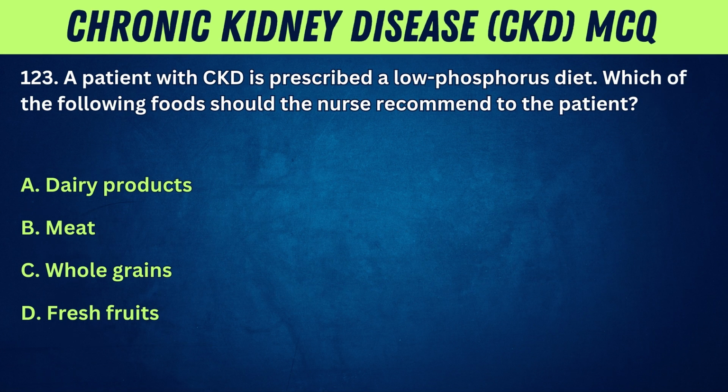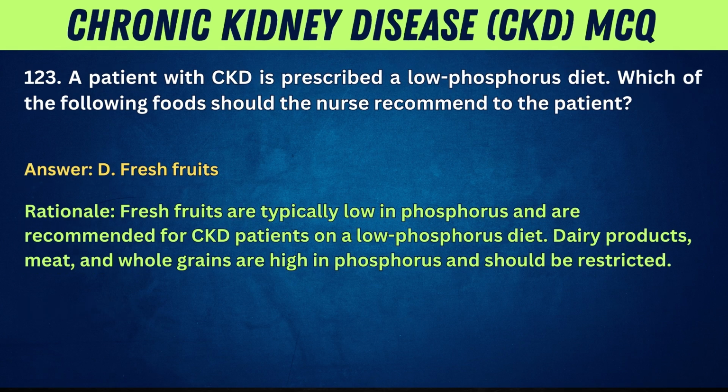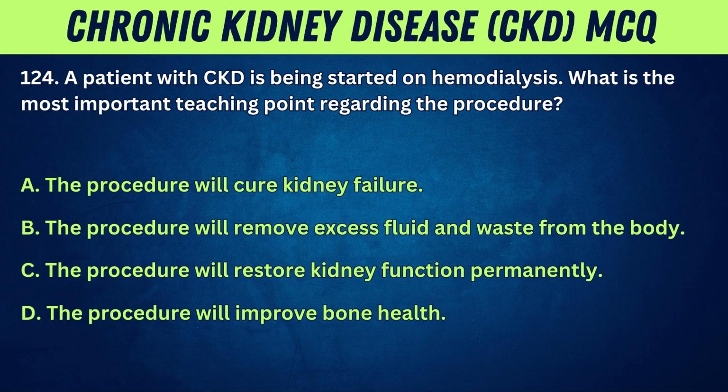123. A patient with CKD is prescribed a low-phosphorus diet. Which of the following foods should the nurse recommend to the patient? A. Dairy products. B. Meat. C. Whole grains. D. Fresh fruits. Answer: D. Fresh fruits. Rationale: fresh fruits are typically low in phosphorus and are recommended for CKD patients on a low-phosphorus diet. Dairy products, meat, and whole grains are high in phosphorus and should be restricted.